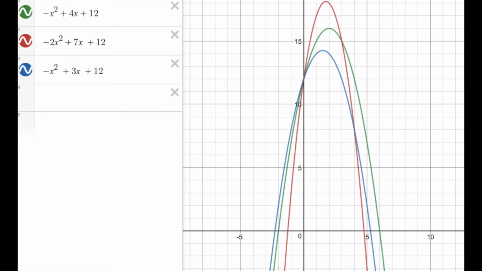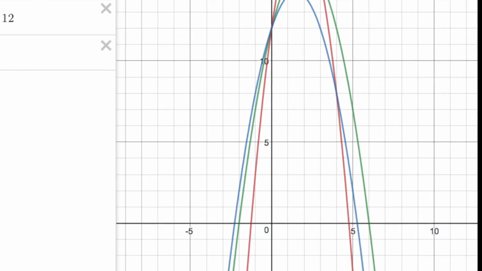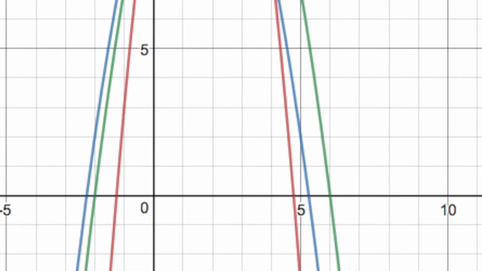Using an app like Desmos, we can graph all three equations and take a look at the parabolic trajectories of all three rockets. Notice that this graph confirms the three landing points that we mathematically calculated.